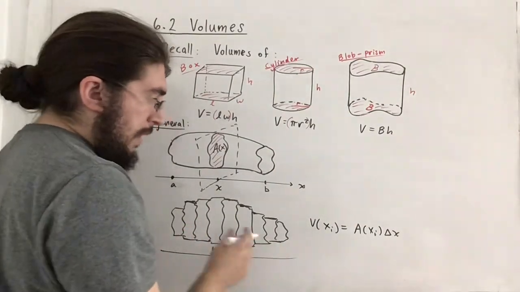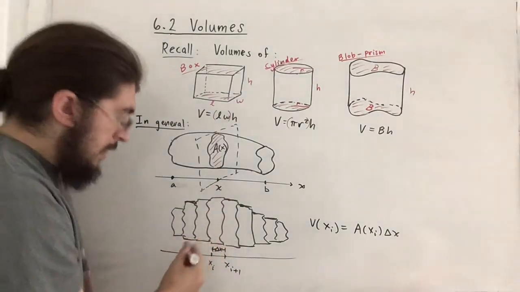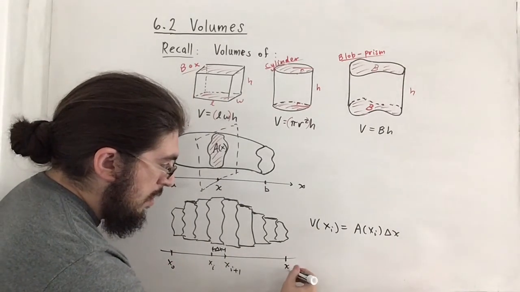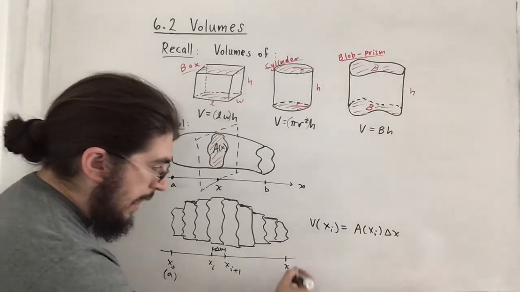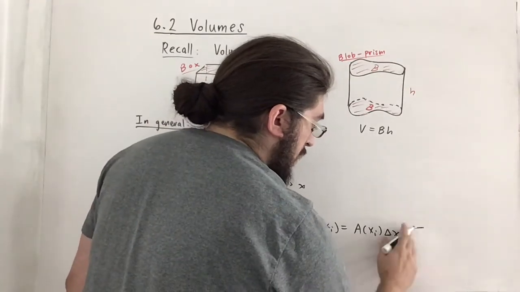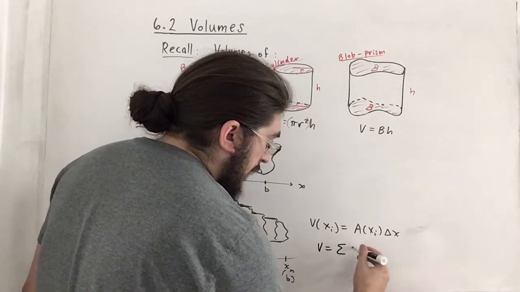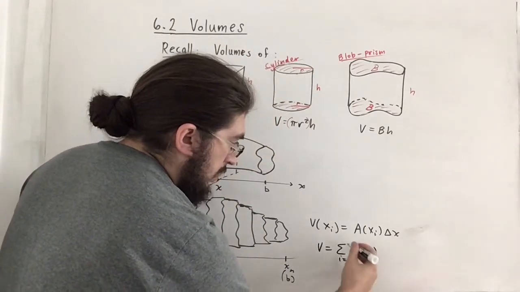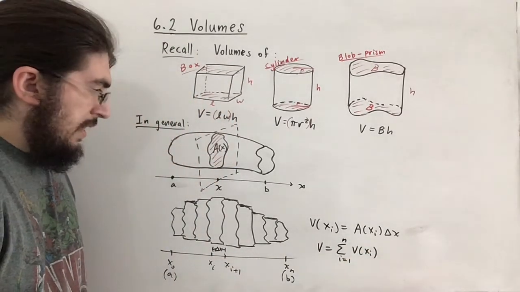And with that being said, that's just for this one particular piece. So that's the volume for this one piece. But if you wanted to find the volume from x0 to xn, where x0, by the way, is just a, and xn is really just your b, then the whole volume is the sum of these V of x of i's, where i goes from 1 to n. Yeah, I think that makes sense.